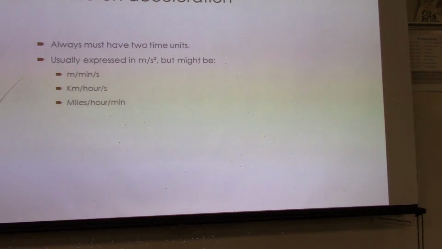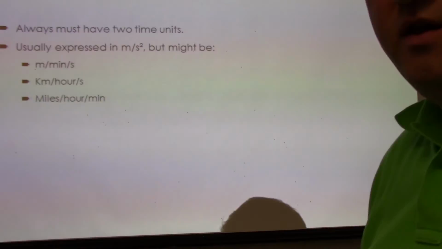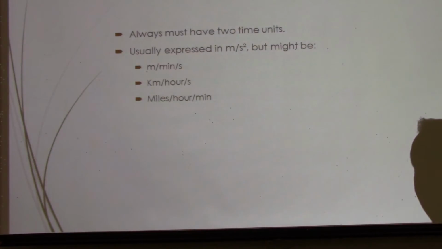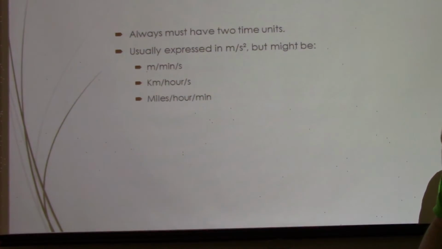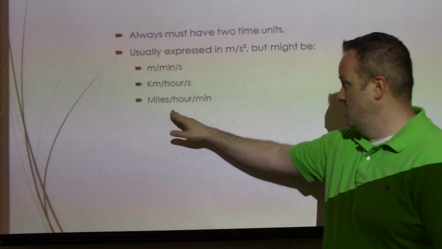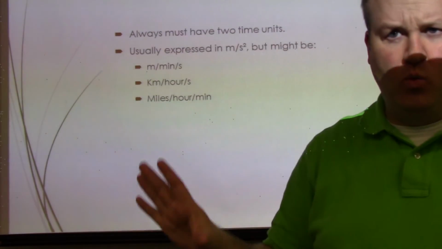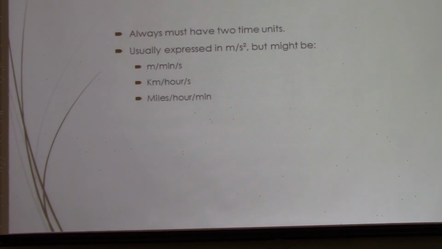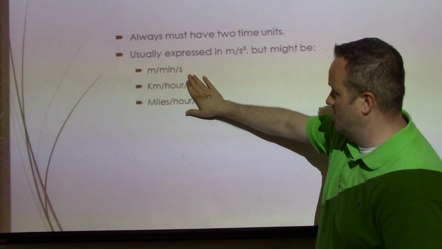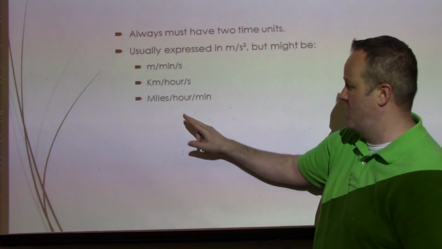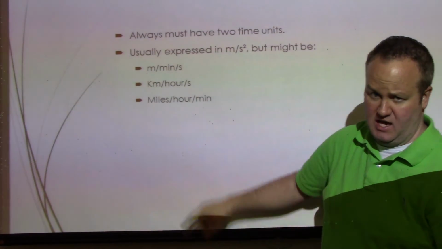So a couple of things about acceleration. Usually the SI unit for representing that is going to be meters per second squared. But I could also say to you meters per minute per second, kilometers per hour per second, miles per hour per minute. I can express it however I want as long as I have two time units. That's the important thing, okay? So if I have two time units, that's an acceleration value. The first time unit goes along with the distance because that is your velocity. Kilometers per hour, meters per minute, miles per hour. The second is how long it takes to change that velocity.